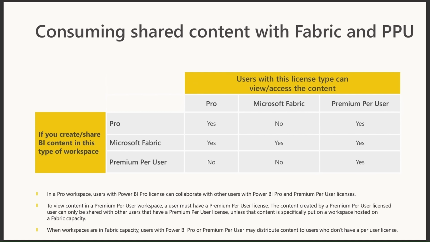So if you're working in a Pro workspace, only users with a Pro or PPU license can collaborate. But if your workspace is hosted on Fabric capacity, you can share content with users who don't have a license. That's great for nonprofits who want to share dashboards with volunteers or board members without extra costs, or small businesses who might just want to share something with contractors.